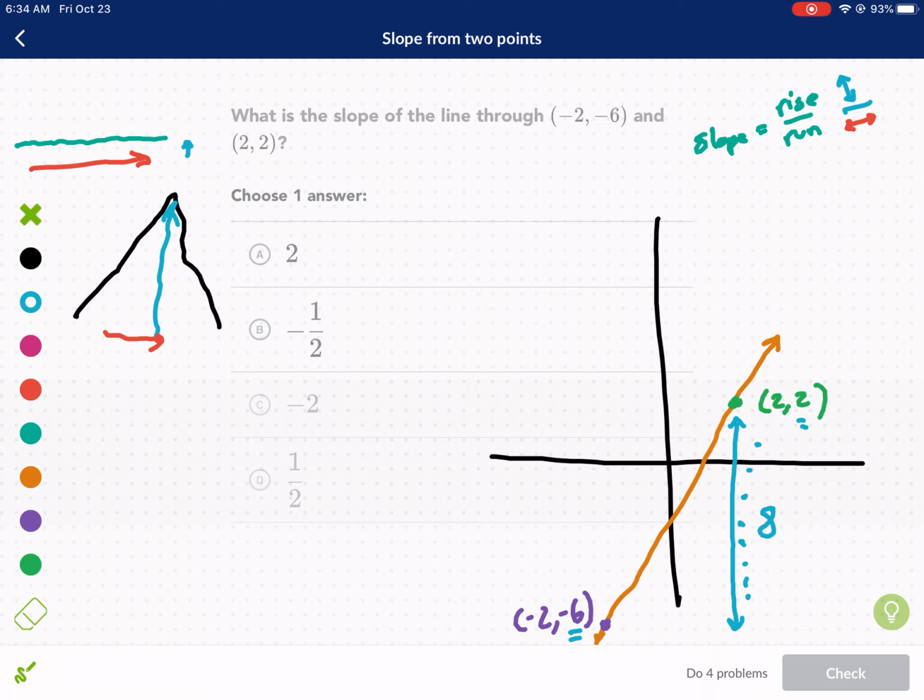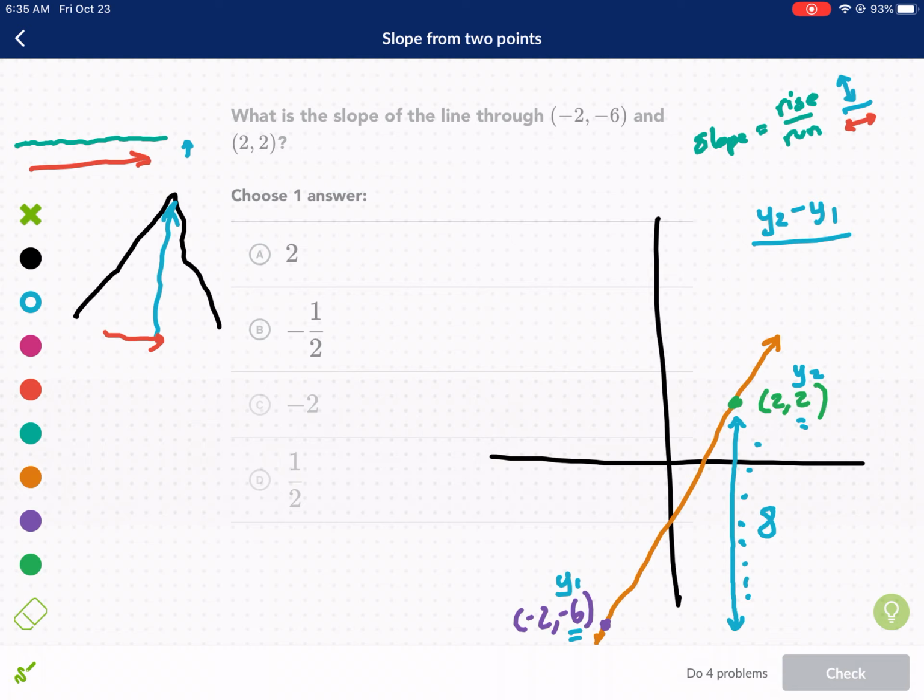Now, in order to distinguish which y value is which, we need to label it. So let's call the one on the left y1 and the one on the right y2, so we don't get confused. A lot of the times, it doesn't really matter, but people like to subtract the first point from the second point. So a way to find out the rise, the actual distance that it goes up, is to subtract your y values. Do y2 minus y1.